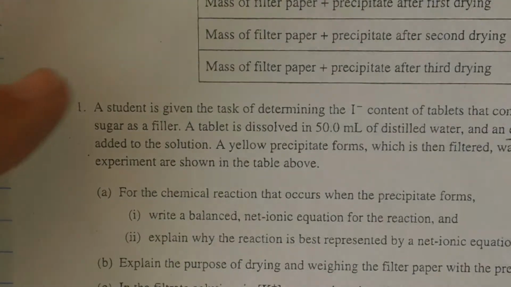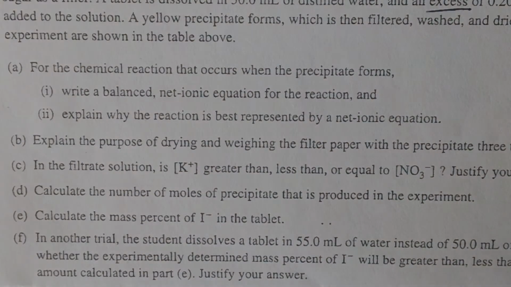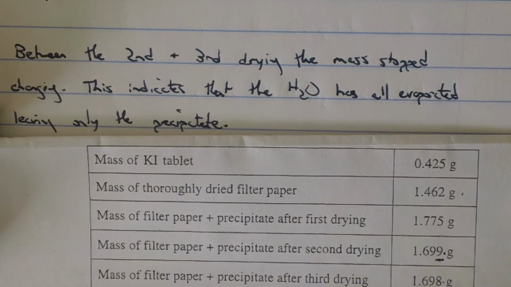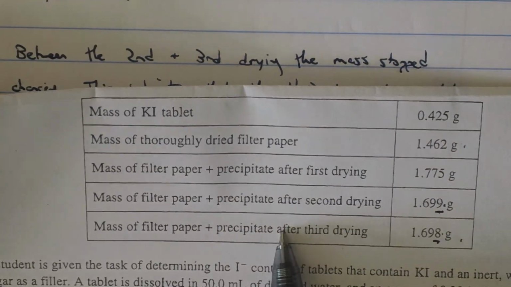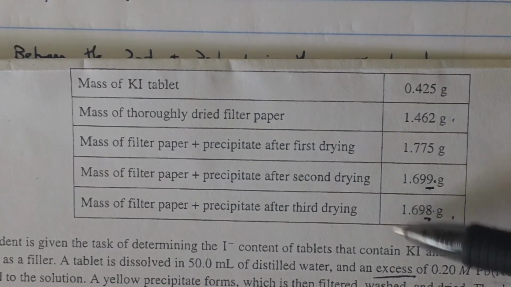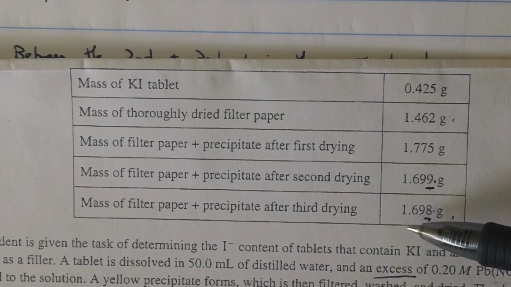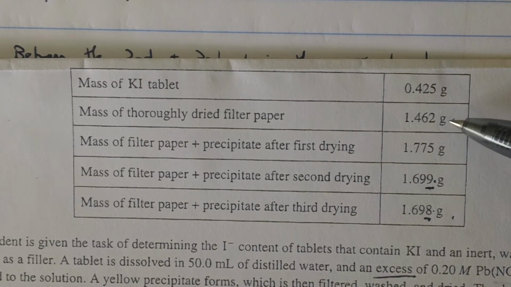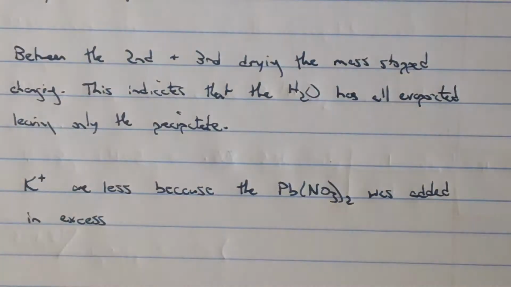And then we get into little calculations. So part D says calculate the number of moles of precipitate that's produced in the experiment. So we have up here mass of the filter paper plus the precipitate after the third drying. And so what we need to do is figure out what the mass of the precipitate is and then how many moles of precipitate are there. And so the trick here is this. People love plugging this number in as the grams of precipitate. It's not. That's the precipitate and the filter paper. We have to subtract off that 1.462 to find just the grams of the precipitate. So that's what we're doing at the start of part D here.